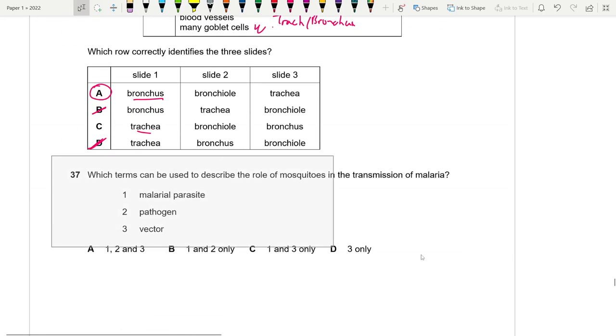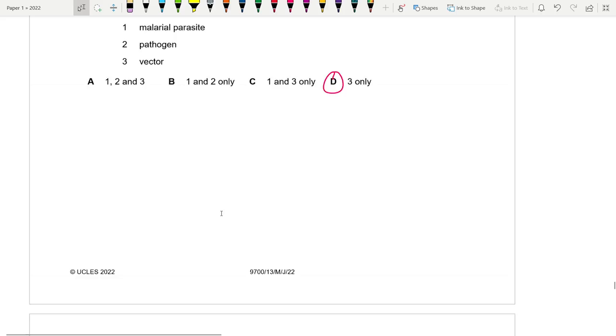37. Which terms can be used to describe the role of mosquitoes in transmission of malaria? So basically, it's a vector. The female anopheles is a vector of malaria. That's it. Malaria parasite is the pathogen, right? It's a protoctist. So the mosquito is only a vector, merely a vector.